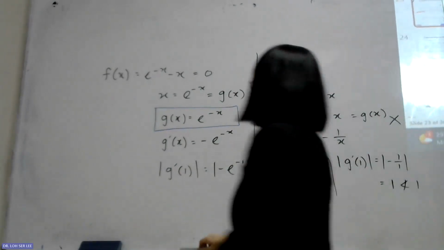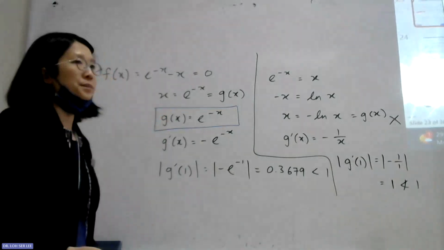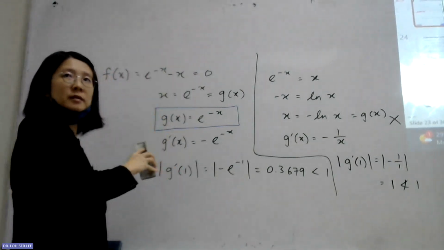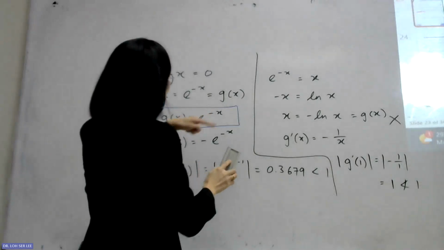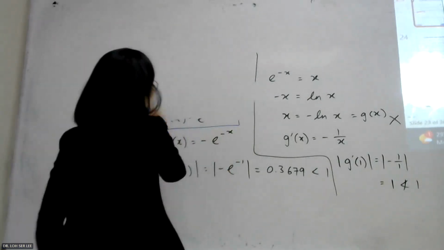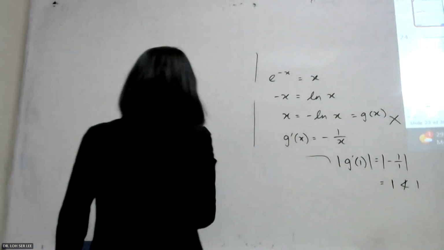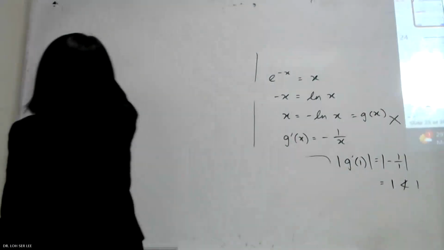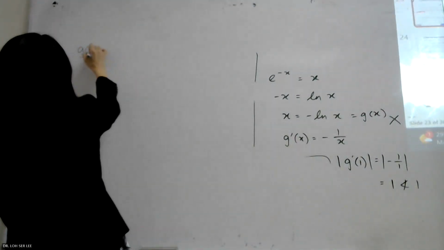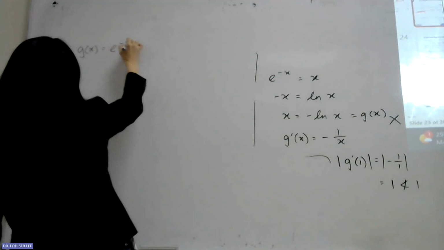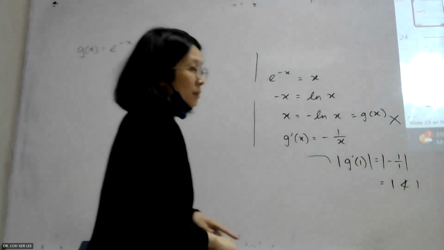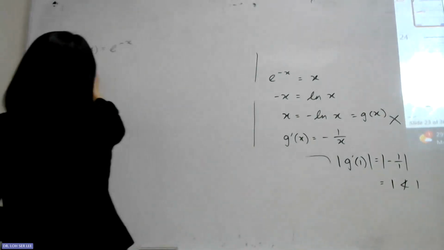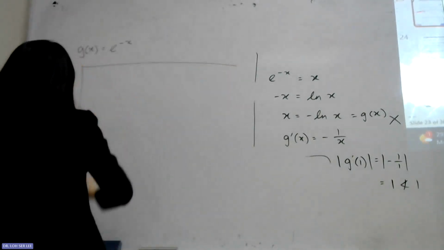And now use this one. Can I run this? Yes. Okay, g(x) is e^(-x). And you can construct the table.